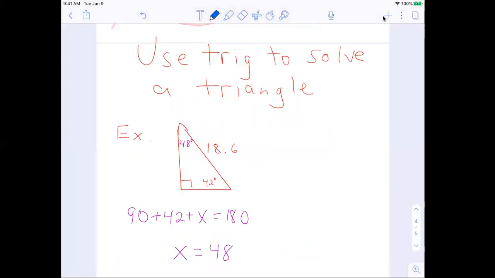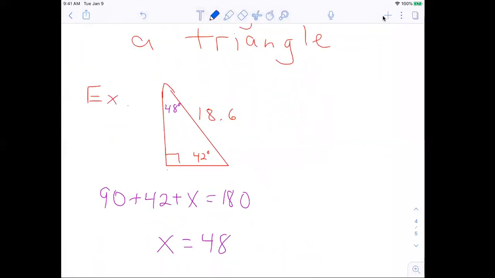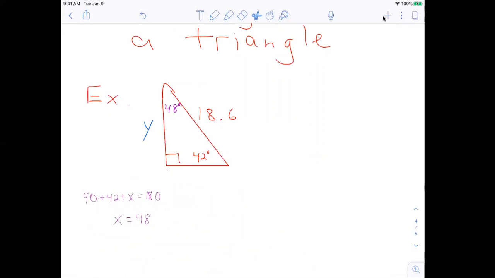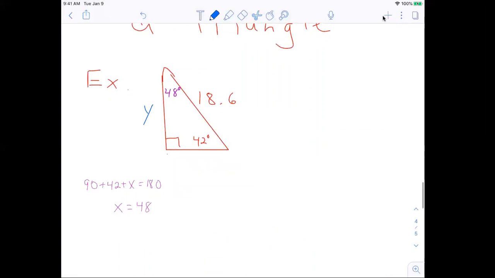Now we want to find the side lengths. So if I wanted to find this side here, I'm going to use a trig ratio. And I could set up a trig ratio using either the 48 degrees or the 42 degrees. Doesn't matter. I'm going to use the 42 degrees, the y, and the 18.6. So I would say that the sine of 42 degrees is equal to y over 18.6.